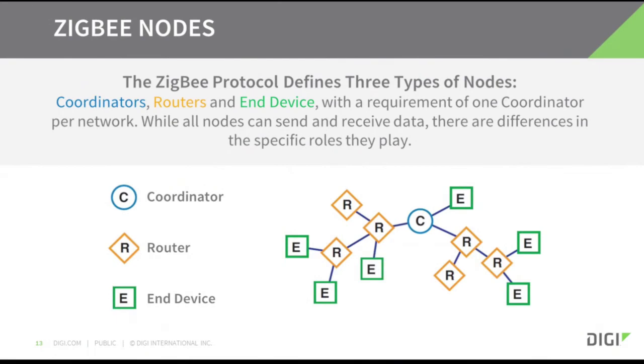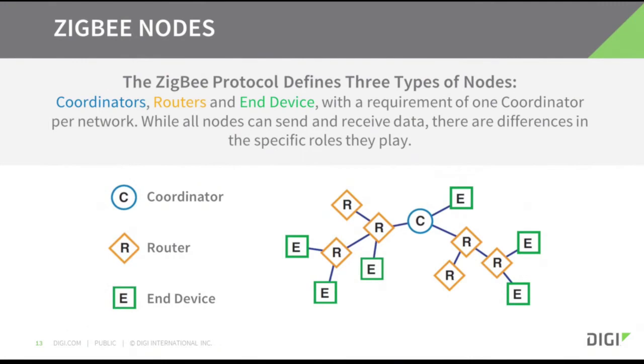End devices require a coordinator or a router to act as a parent node for them, and typically routers or coordinators can only support about 20 end devices each. So if you're adding many, many end devices to a network, you have to ensure that you have enough routers to support that scalability.